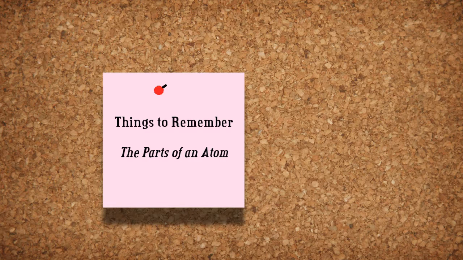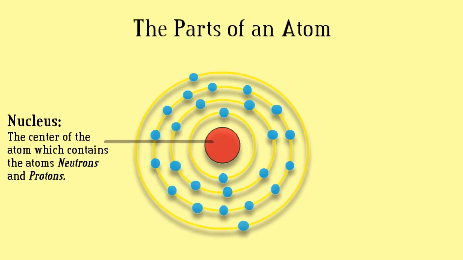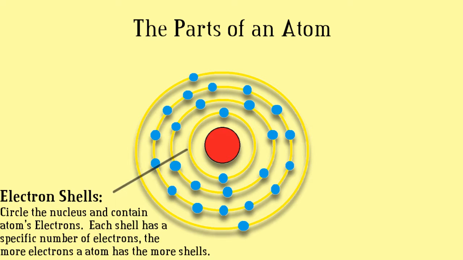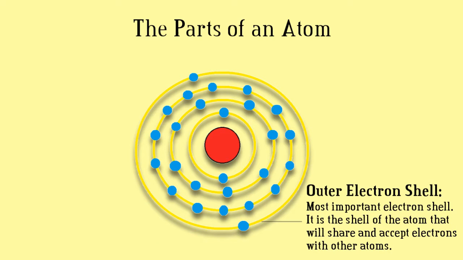The parts of an atom. The nucleus is the center of the atom, which contains the atom's neutrons and protons. Electron shells circle the nucleus and contain atoms' electrons. Each shell has a specific number of electrons. The more electrons an atom has, the more shells. The outer electron shell is the most important electron shell. It is the shell of the atom that will share and accept electrons with other atoms.